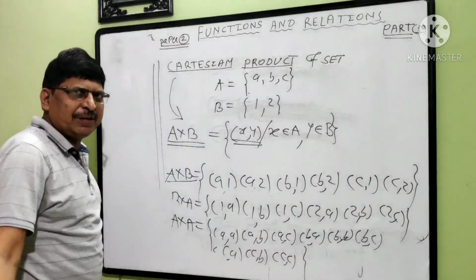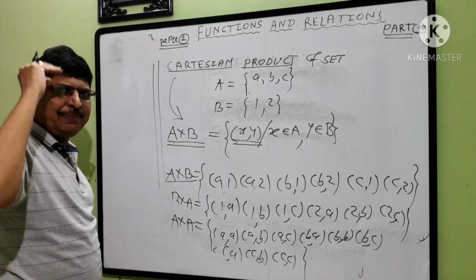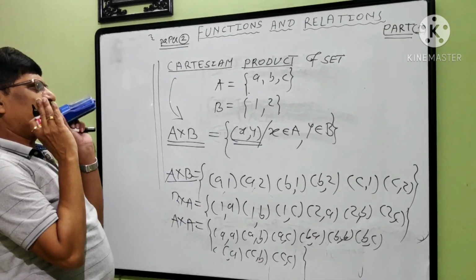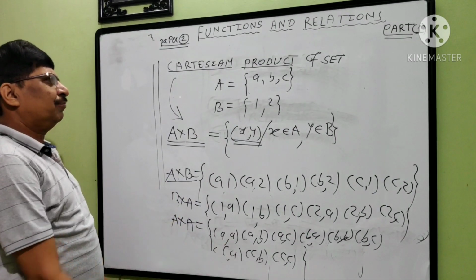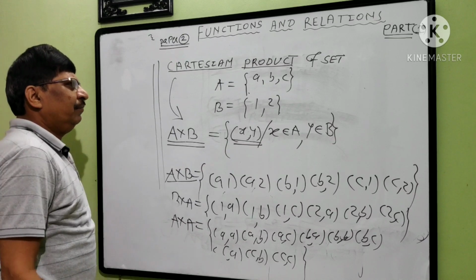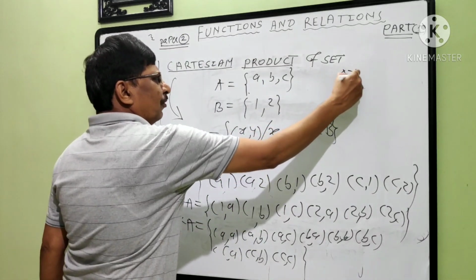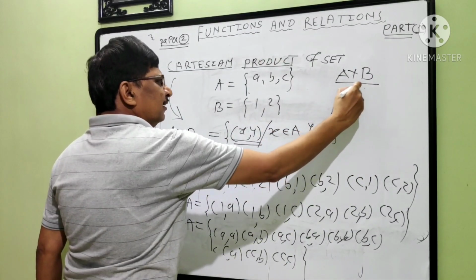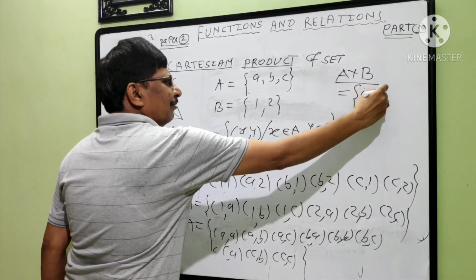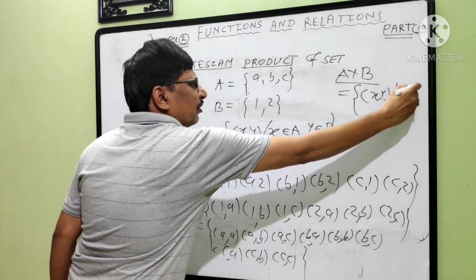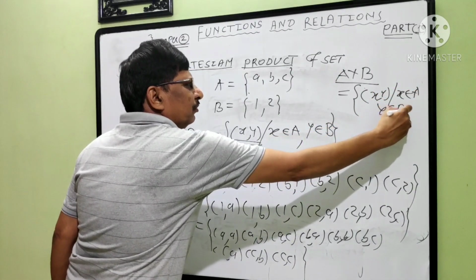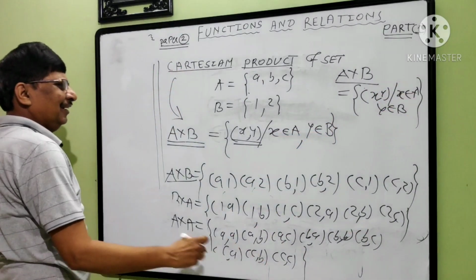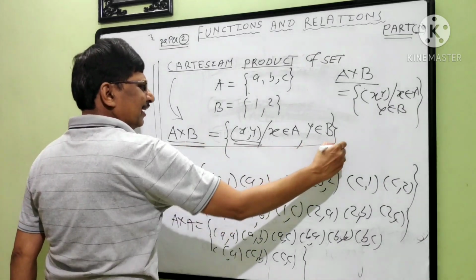Again I am going to repeat. What is the definition? If A and B are any two non-empty sets, then the Cartesian product of A and B is denoted by A cross B, and it is the set of all ordered pairs (x, y) such that x belongs to A and y belongs to B. That is the definition. In short, this is the definition.